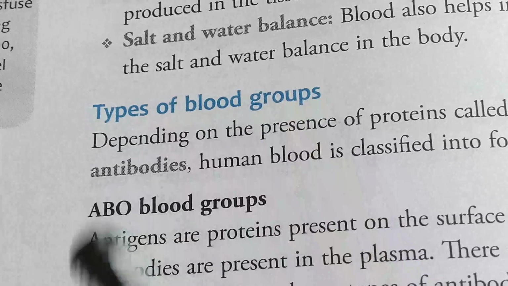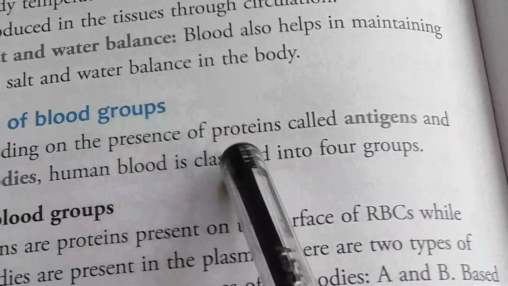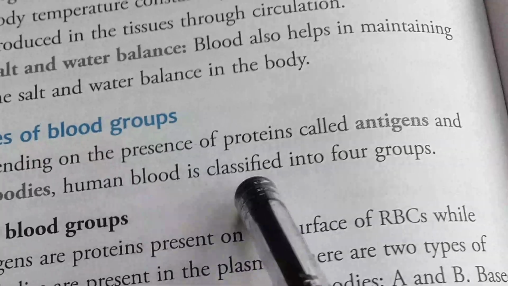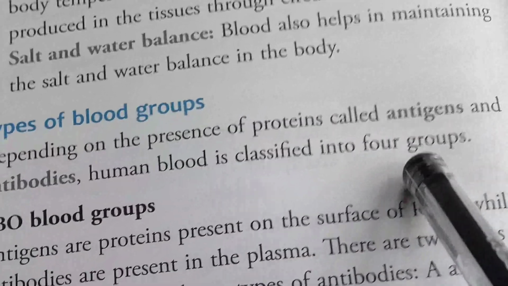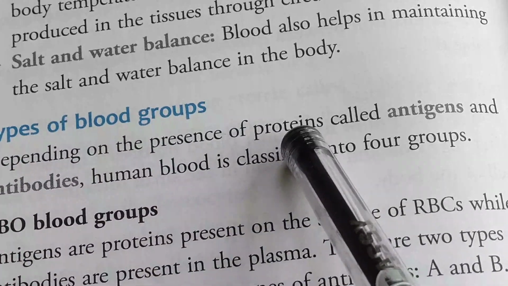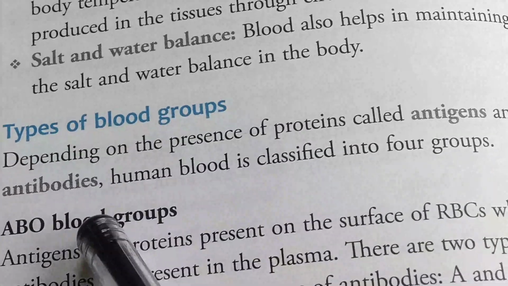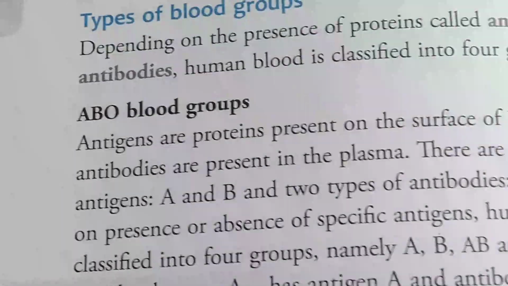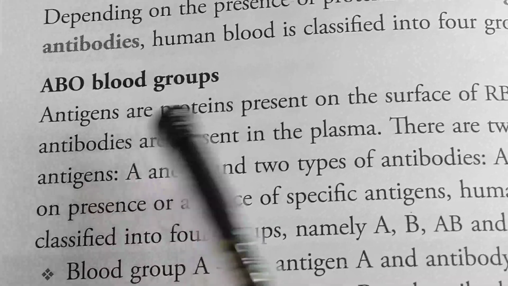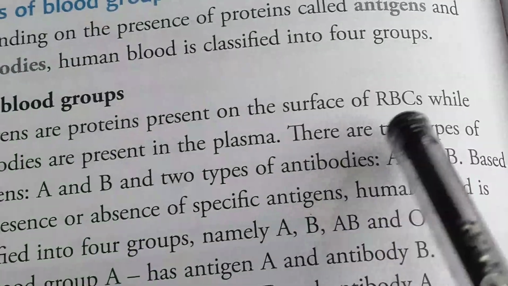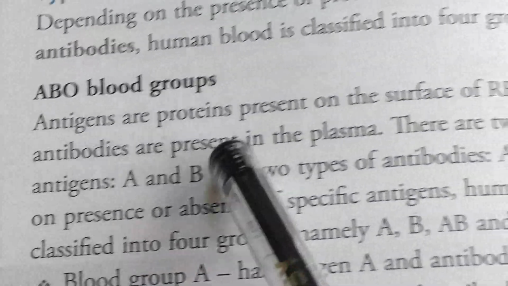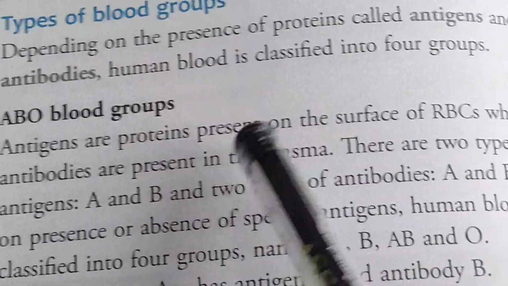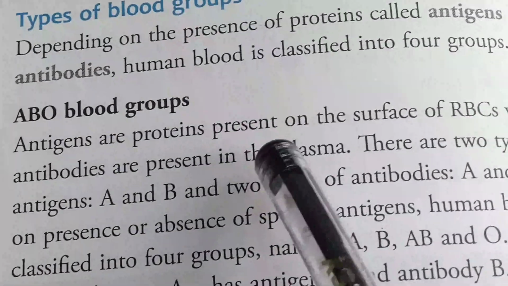So look at your book. Depending on the presence of protein called antigens and antibodies, human blood is classified into 4 groups. ABO blood groups. Antigens are proteins present on the surface of RBC while antibodies are present in the plasma. So you will just learn the location of this particular protein and antibody.